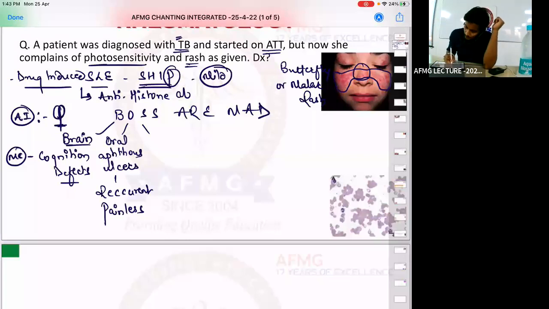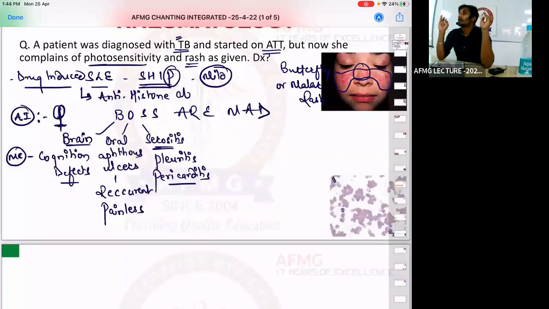Okay? S goes for serositis. S goes for inflammation of the serous cavities. Like the pleural cavity, there would be pleuritis. Pericardial cavity, there would be pericarditis. So please remember, most common lung manifestation, pleuritis. Most common heart manifestation, pericarditis. Apart from this, in cases of SLE, one more heart manifestation is seen, but it is very least common rather.